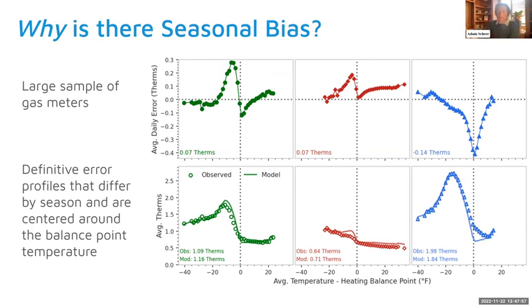Now, the summer has its own distinct error pattern. Looking at that bottom middle graph, number one, the model tends to overpredict at high temperatures. Then as we get closer to the balance point temperature, once we cross that threshold of the balance point temperature, the model substantially overpredicts consumption. That leads to the error profile shown in that upper middle graph.